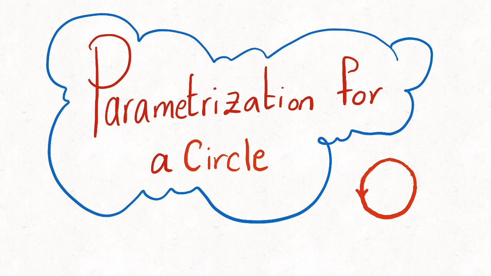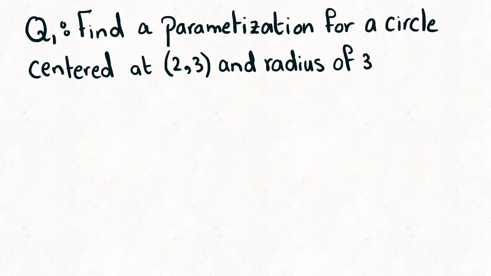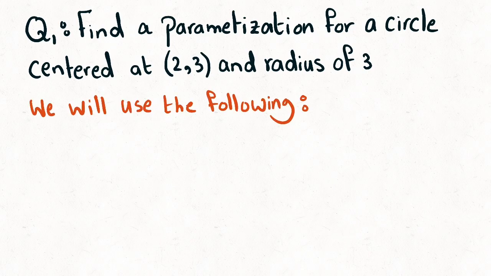Parameterization for a circle. Now we will recall in the unit circle x equals cosine theta, y equals sine theta, and theta is ranging between 0 and 360. Okay, example 1. Give a parameterization for a circle with the center (2, 3) and radius 3.